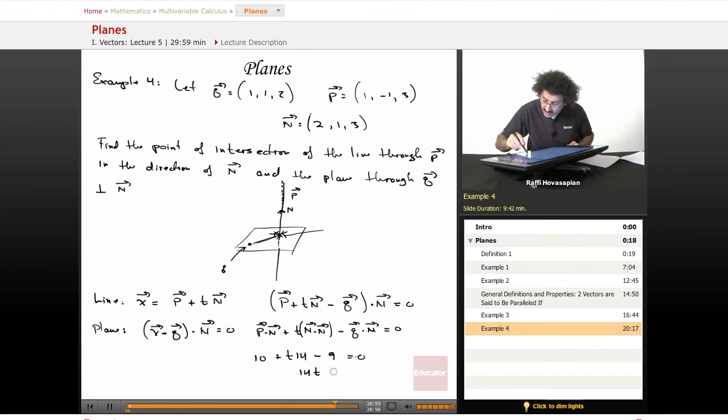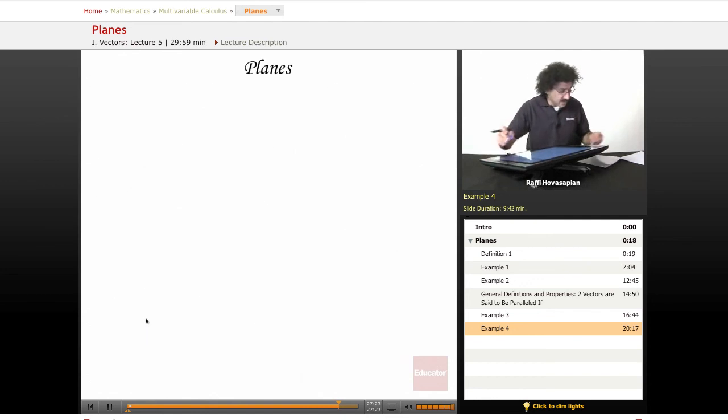Let me write this a little clearer. 14t equals negative 1. Therefore, t is equal to minus 1 over 14. So the value of t that makes this true, that gives us this point x, is negative 1 over 14. Now, of course, I have to take this and put it back into here and solve this equation for the actual point x. So let's go ahead and do that.